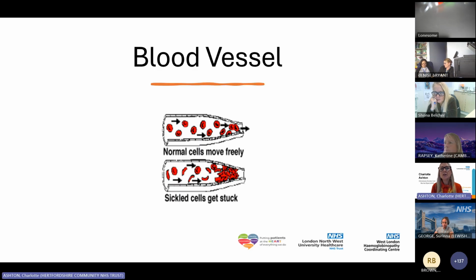So I usually use this visual with the children. It's a nice visual that shows the cross section of a blood vessel. At the top, these red blood cells are flowing freely in the blood and moving oxygen in and around the body to the major organs and tissues. And at the bottom, these sickle cells, these hard, sticky, fragile red blood cells, are sticking and blocking these red blood cells and preventing them from delivering the oxygen.